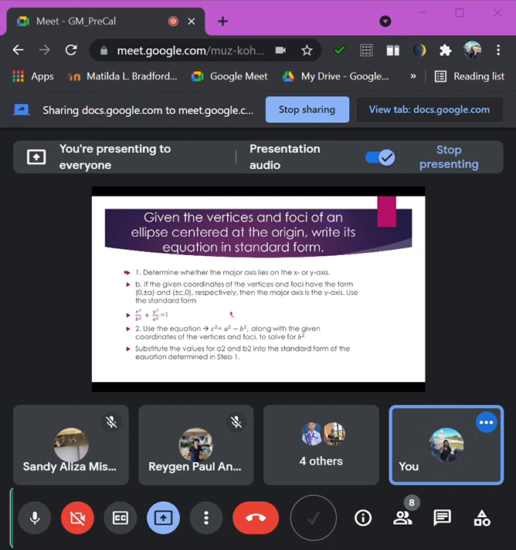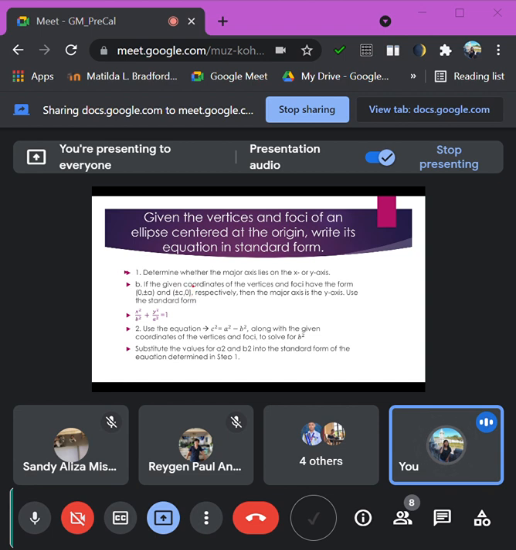So we have there: determine whether the major axis lies on the x or y axis. Respectively, this is the major axis in the y axis. We look again at the vertex and our foci. This is wrong, class, it should be 0, positive, negative c. They should be the same: 0, positive, negative A, that is for our vertex. And then for our foci, 0, positive, negative C.